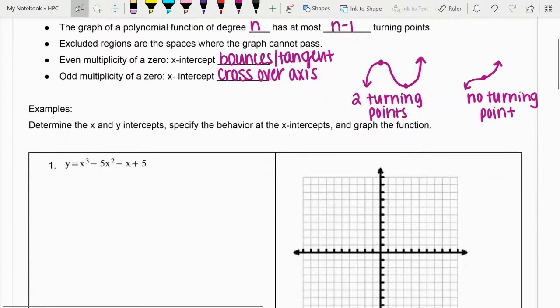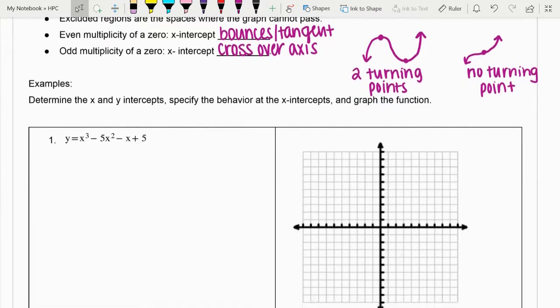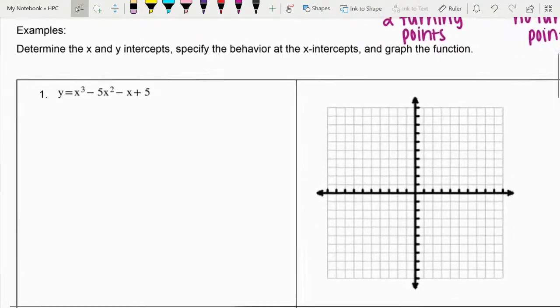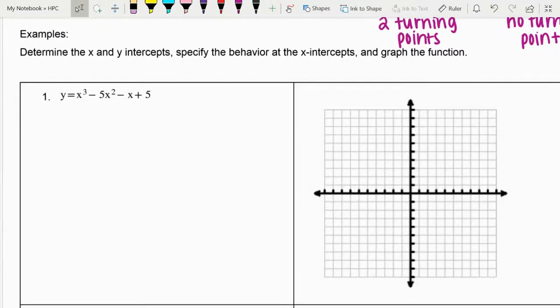Okay. So let's just get to our examples. We are going to determine the x and y intercepts and then specify the behavior at the x-intercepts, and then last we are going to graph. So in this first one, we have y equals x cubed minus 5x squared minus x plus 5. So right away, I know that my y-intercept is at 0, 5.